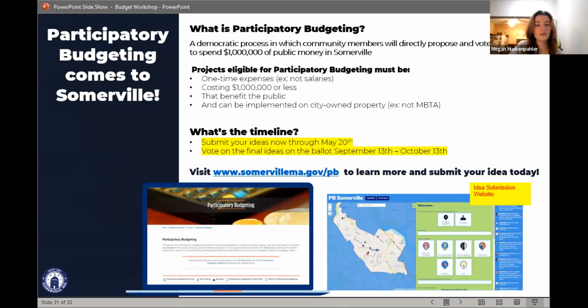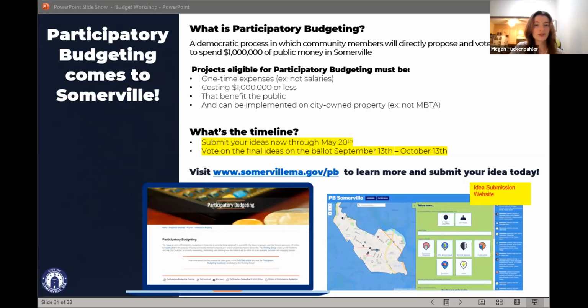Another way to get involved, which is also new for the City of Somerville and just launched last week, is participatory budgeting. This is a process that is done throughout the globe. It originated in Brazil in the 1980s and is a way to have a people's budget, where residents in the community will propose and then vote on how to spend $1 million of public money in Somerville.